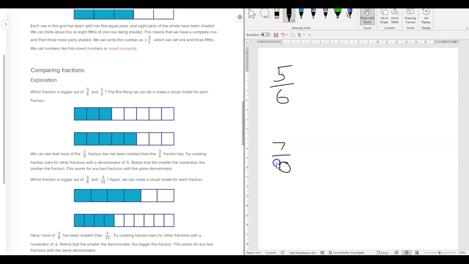That's a really bad 10, sorry. Let's try that again. 10. All right. It's not so obvious straight away which of those is bigger.